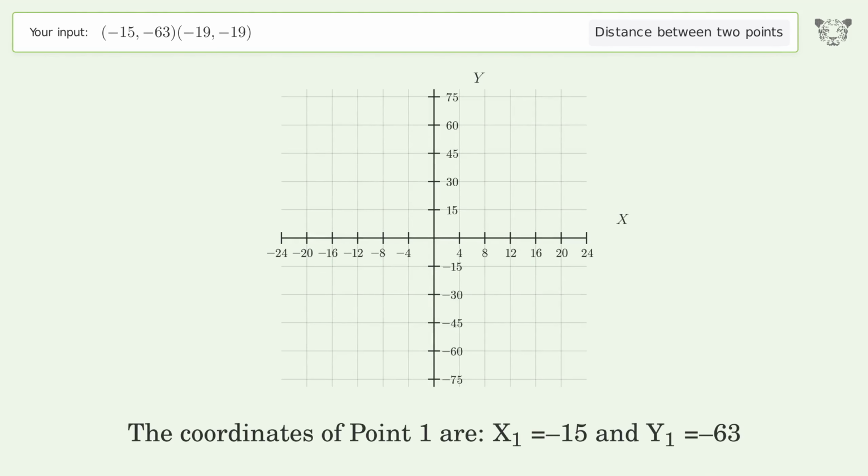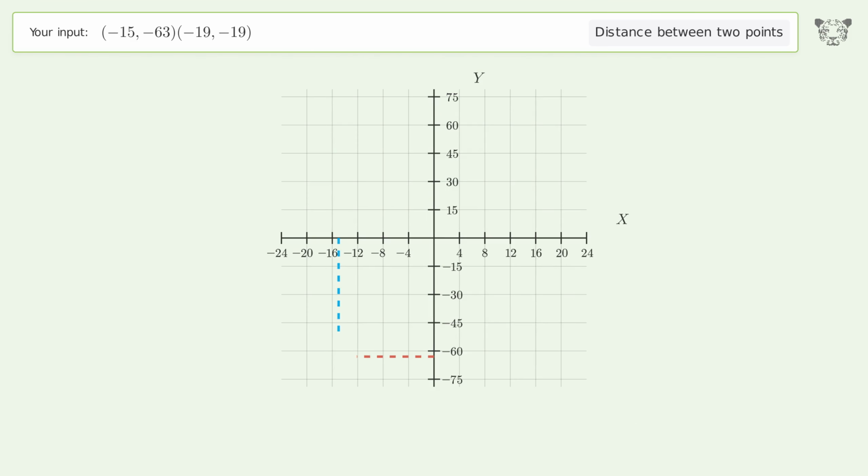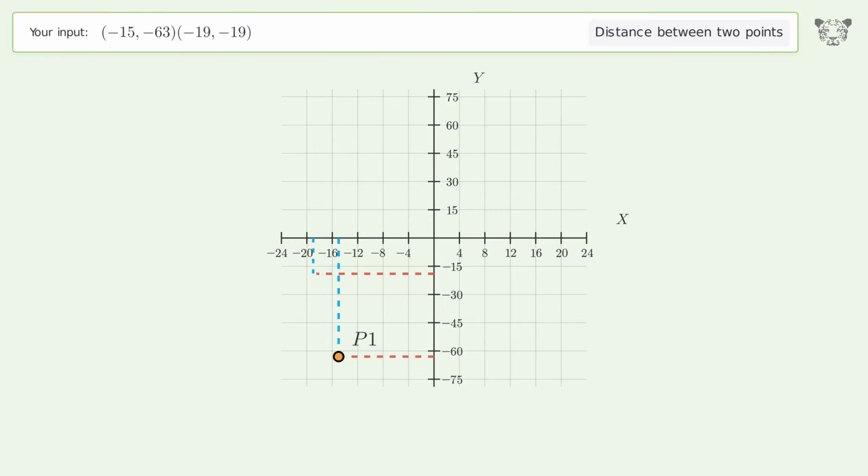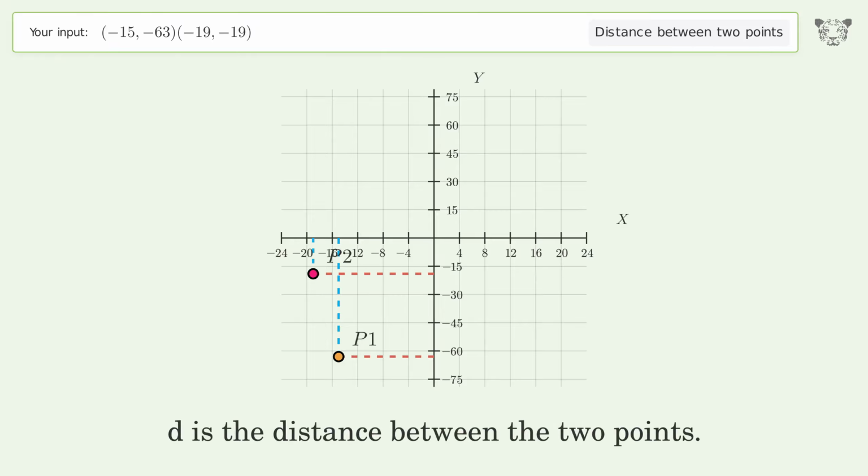The coordinates of point 1 are x1 equals -15 and y1 equals -63. The coordinates of point 2 are x2 equals -19 and y2 equals -19. D is the distance between the 2 points.